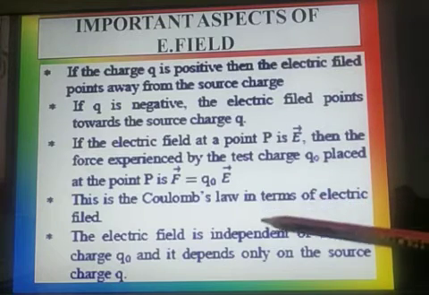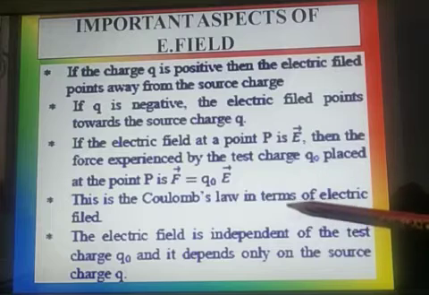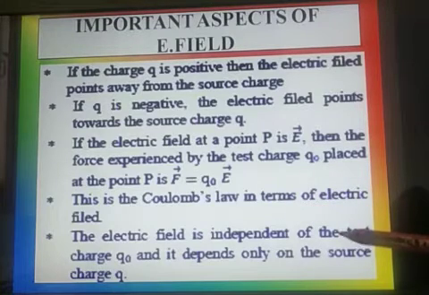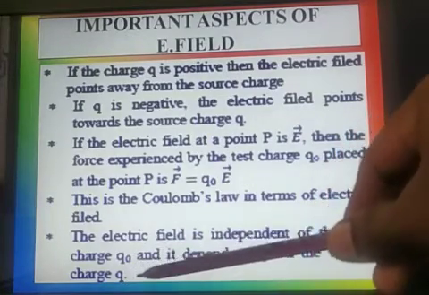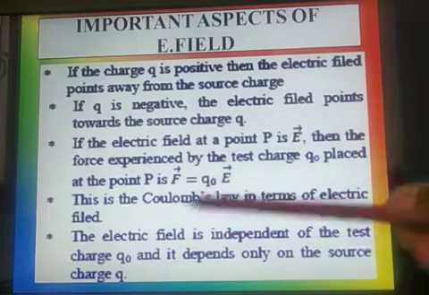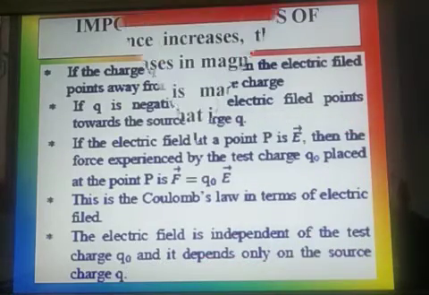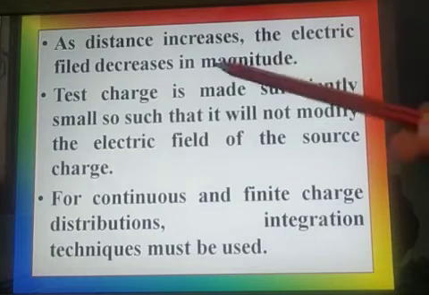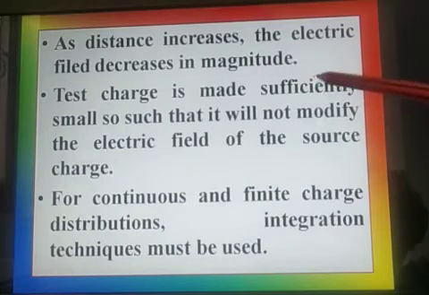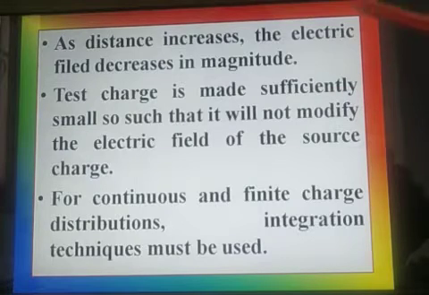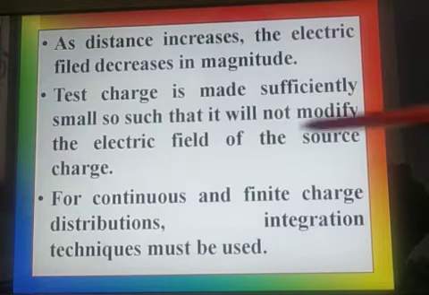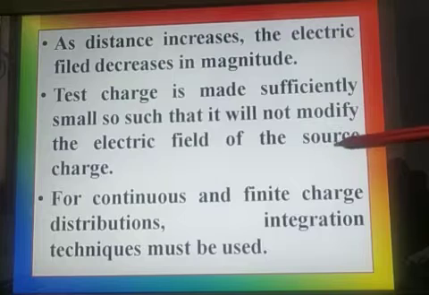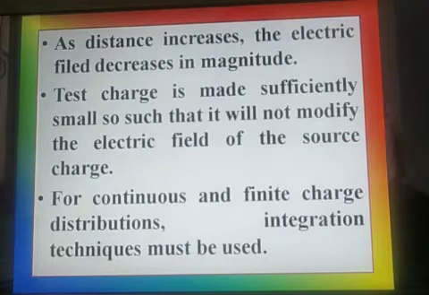The electric field is independent of the test charge Q naught and depends only on the source charge, which means that until we bring a test charge Q naught towards the charge Q, we are not able to detect the presence of electric field around the charge Q. Next, as the distance increases, the electric field decreases in magnitude because electric field is inversely proportional to the square of the distance between them. The test charge is made sufficiently small so that it will not modify the electric field of the source charge. For continuous and finite charge distribution, integration techniques must be used.